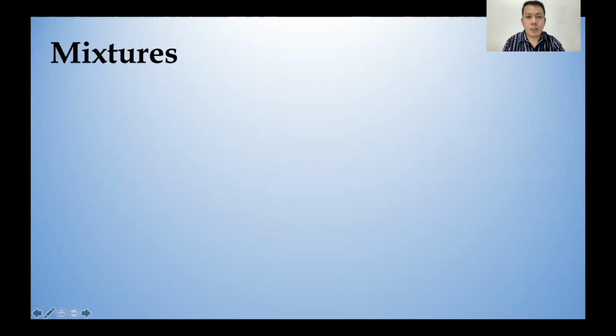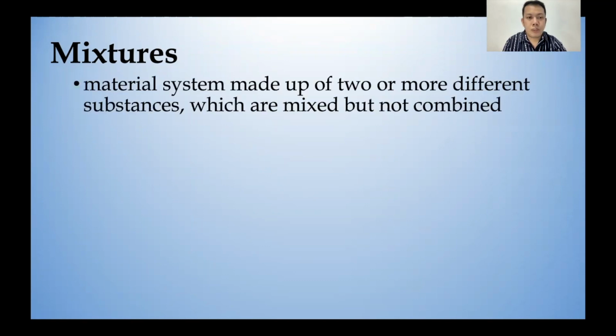Okay, so let us talk about mixtures. A mixture is a material system made up of two or more different substances which are mixed but not combined.